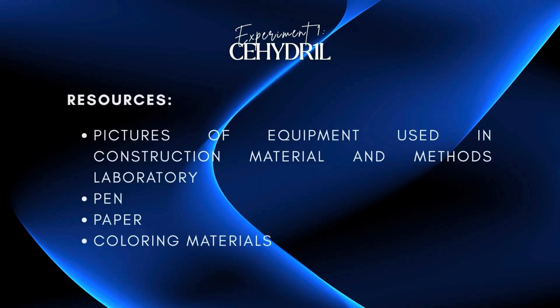Here is a list of the resources or materials needed for Experiment 1. First, pictures of equipment used in construction material and methods laboratory. We will also be needing a pen and a paper, and some coloring materials to make the drawings come to life.